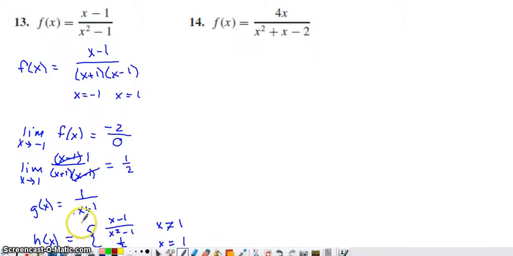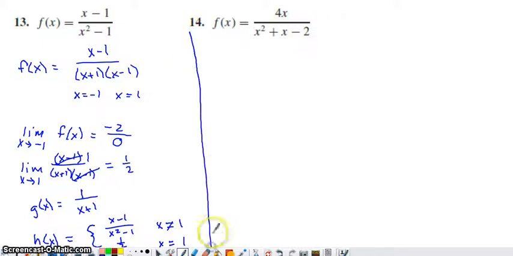So both of these functions would be ways to redefine the original function to remove the discontinuity at 1, but we can't remove the discontinuity at -1 because we'd have to totally redefine the function in order to achieve that.